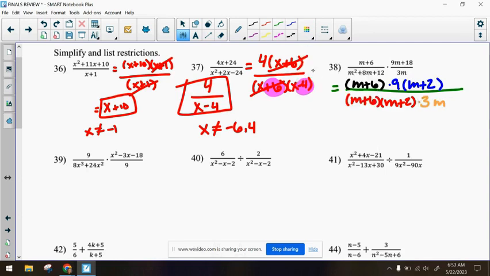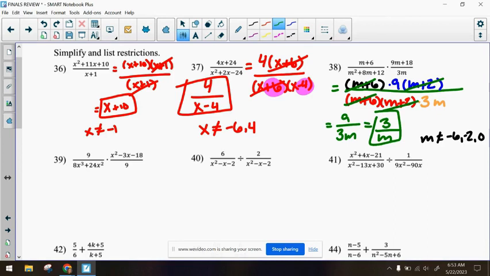Okay, so from here, I'm going to list restrictions so that I don't forget about them. For this one, m cannot be negative 6, negative 2, or 0. Notice that this 3 has nothing to do with restrictions. It's the m that gives us 0. So now I can reduce stuff. M plus 6 will go away. M plus 2 will go away. So I'm left with 9 over 3m. 9 and 3 can reduce to be 3 over m.